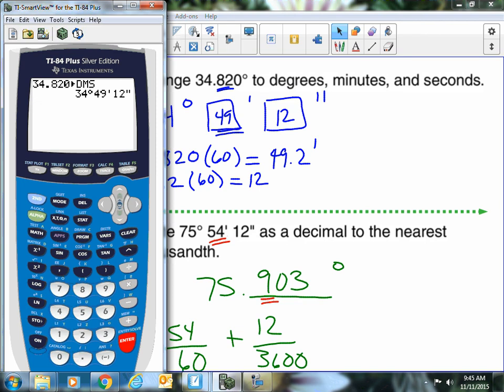Let's go the other way. To do the other one, you have to type in that 75 degrees. So type in 75, go to your angle menu, grab the degree symbol. 54 minutes, so go to the angle menu, grab the minute symbol, which is number 2. And 12 seconds. Now here's the problem. Houston, we have a problem. I don't have a seconds. If you look in your angle menu, there isn't one.